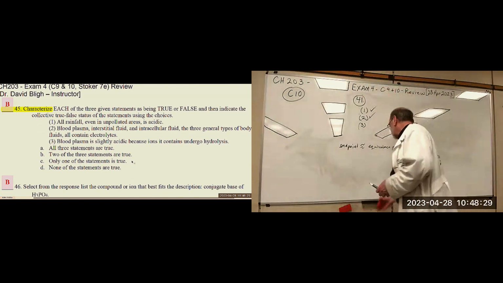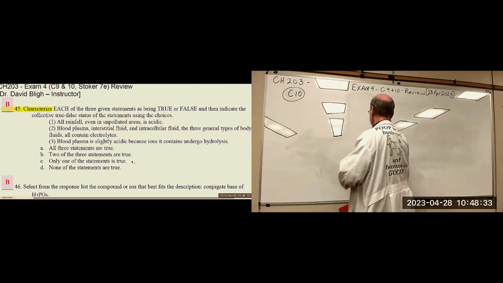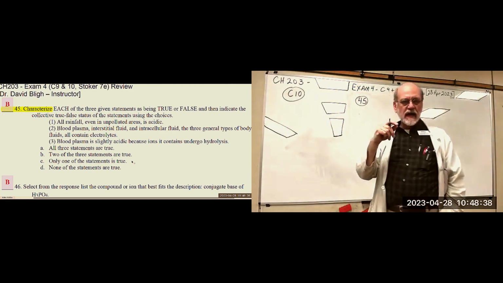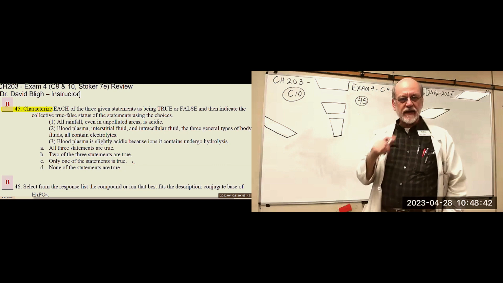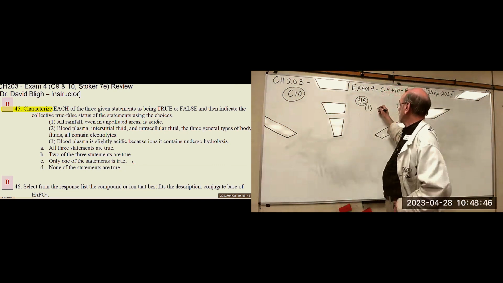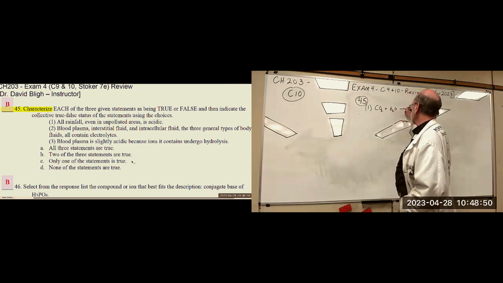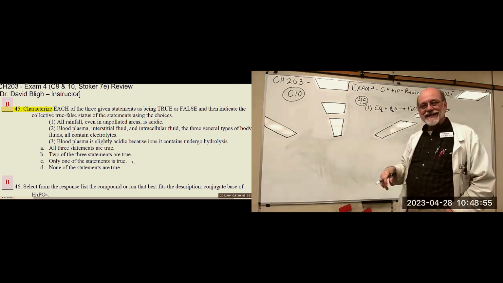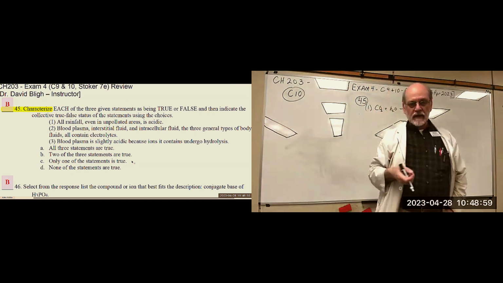45. All rainfall, even in unpolluted areas, is acidic. That is absolutely true. And it's because carbon dioxide plus water yields carbonic acid. Always. So 1 is true.